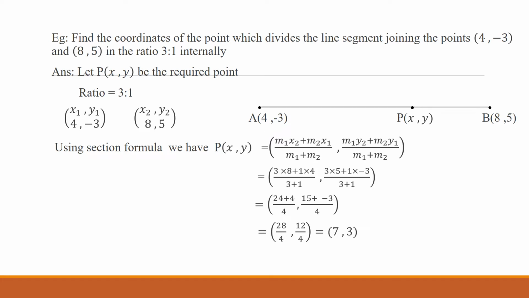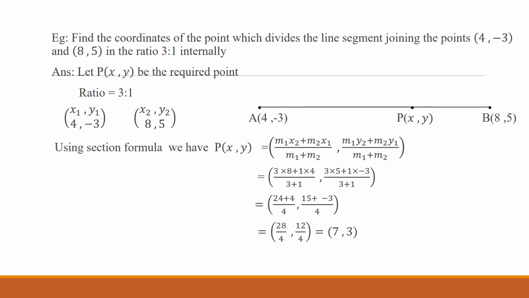Here m1 is equal to 3 and x2 that is the x coordinate of B. We can see it will be 3 into 8 plus m2 x1. m2 is 1 and x1 is 4. That means 3 into 8 plus 1 into 4 by m1 plus m2 which is 3 plus 1. We can see the x coordinate will become 24 plus 4 by 4 which is 28 by 4 equal to 7.